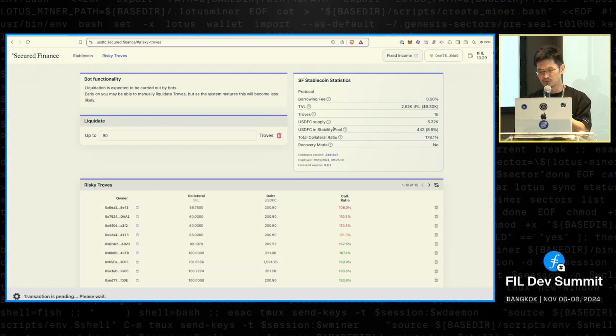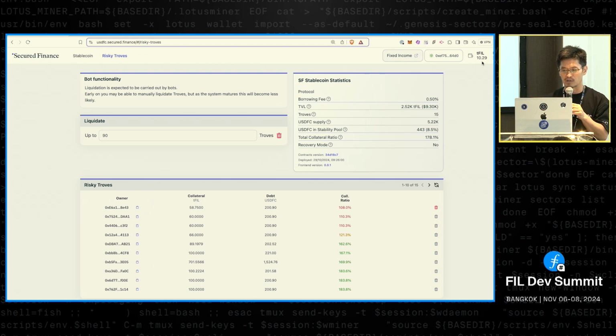And the guy who triggers the liquidation, right? This guy made 20 USDFC. This is the liquidation reserve I mentioned earlier. So he made 20 USDFC plus 0 point something T-FIL. This is a liquidation reward as well, which is 0.5% of the entire liquidated collateral. And the rest of the 58 T-FIL goes to the stability pool owner.